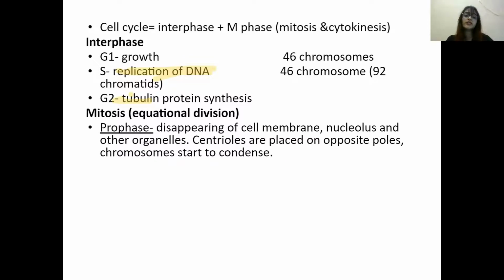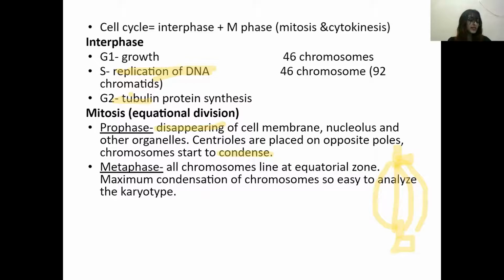The first phase is obviously the prophase. It is the disappearing of other non-important structures, the cell membrane, nucleolus, and other organelles. And the centrioles are placed on the opposite pole. So I told you a centriole consists of two perpendicularly placed microtubules. It doubles and it is placed on the opposite pole so that in future it leads to formation of the mitotic spindle. And obviously the chromosomes start to condense.